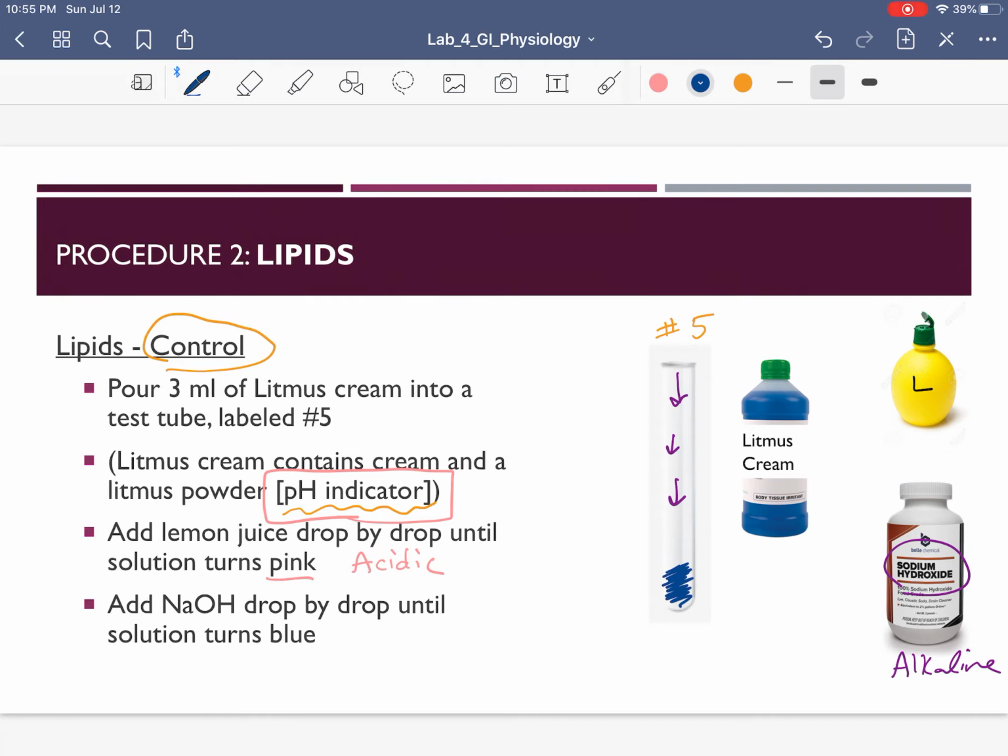Because of the pH indicator in the litmus cream, whenever something is blue and it has litmus cream in it, it is alkaline or basic. It's a really nice, easy indicator, that litmus cream. If that solution is pink, it's acidic. If it's blue, it's alkaline or basic. Love it.